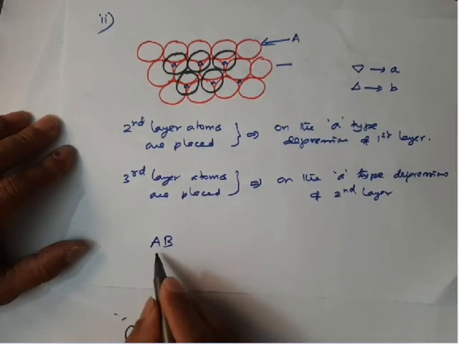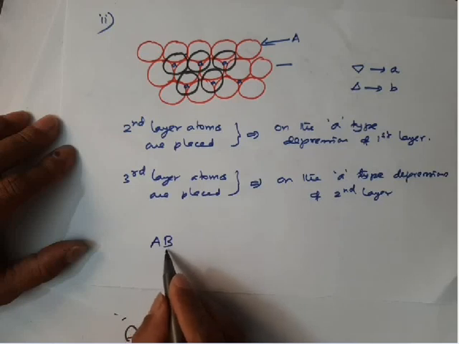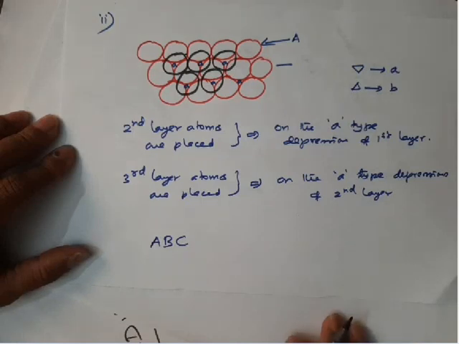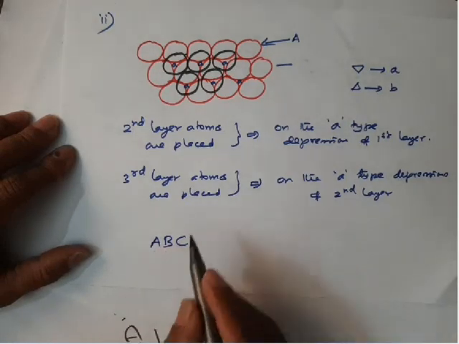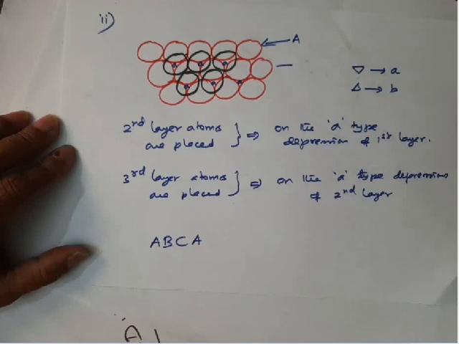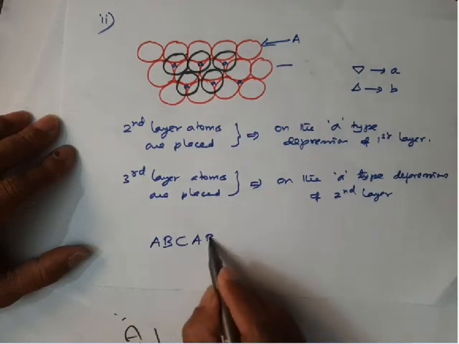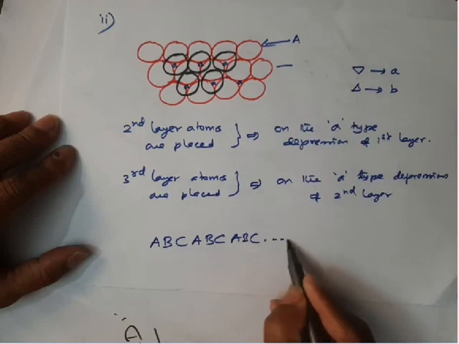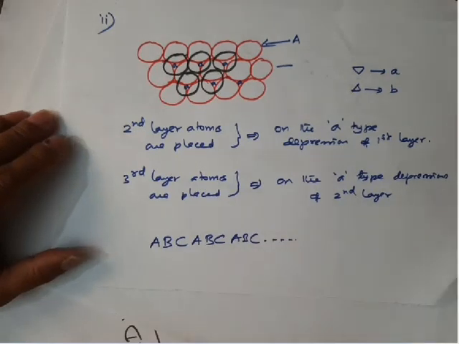A type, first layer is A, second layer does not coincide, so B. Third layer also does not coincide, so it is C. Whereas the fourth layer will coincide with the first layer. Then the fifth layer will coincide with the second layer. Okay, so I'll get an arrangement which looks like ABC, ABC, ABC.